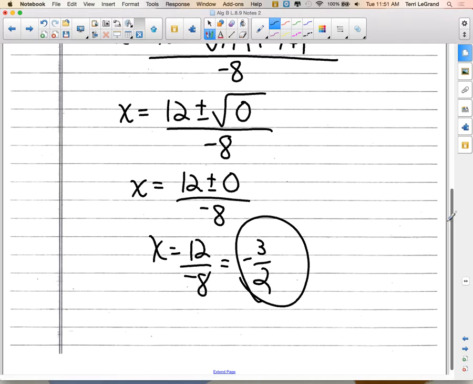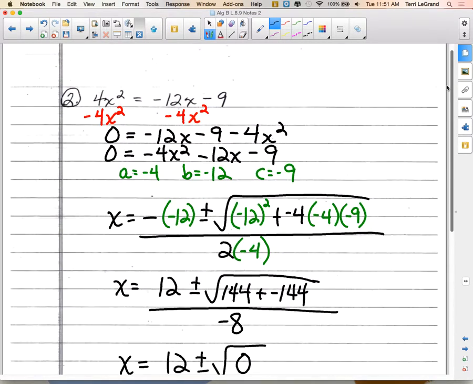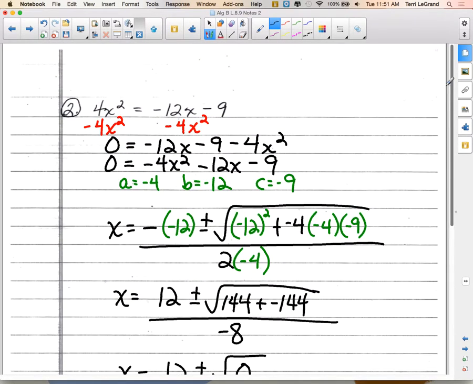Haven't heard any yays or nays for my answer yet. Anybody like my answer? I just checked it out on my graphing calculator, and according to my graphing calculator, I'm right. Okay. Anybody do it the same way I did? Did you move the x squared over like I did? Okay, anybody else?